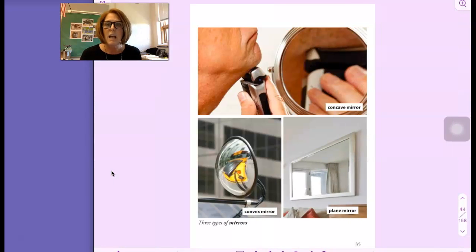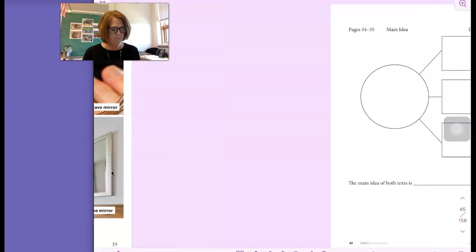So there we see at the top, a concave mirror, which goes inward, right? And it looks like it makes things appear larger. The convex mirror at the bottom left curves outward and it makes things look smaller. And then you have a picture of a plane mirror, so you can see all the different types of mirrors.